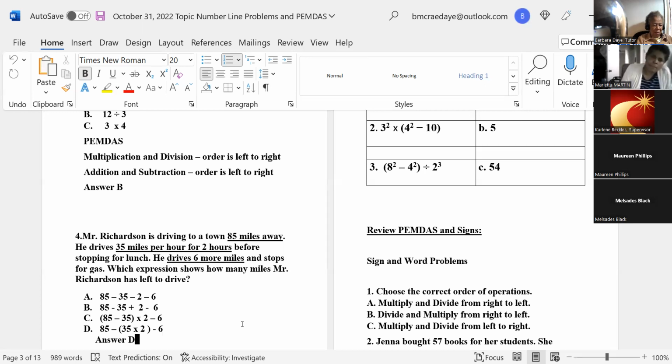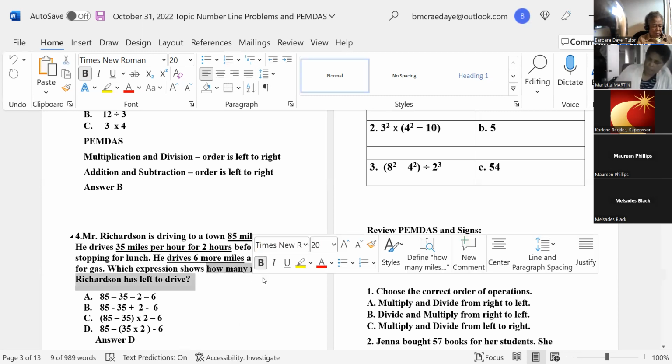I subtract because they say here he drives 6 more miles and stops for gas. So it could be you only have to subtract from the 35 multiplied by 2. It was 80 miles away, and then he drives 35 for 2 hours, which is 35 multiplied by 2, because 35 miles per hour. So 2 hours would be 70. Right? But you look at the numbers and see which numbers that multiply by 35 could get 70.